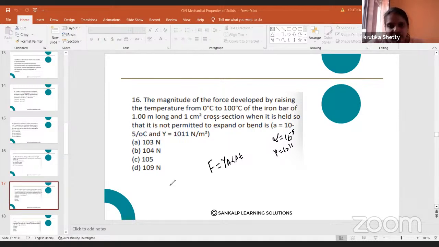What value do we get? Y value is 10 raised to 11, then 10 raised to minus 4, 10 raised to minus 6, then 10 raised to 2. So if you simplify everything, we will get it as 10 raised to 3, right? Let us go for the next question.